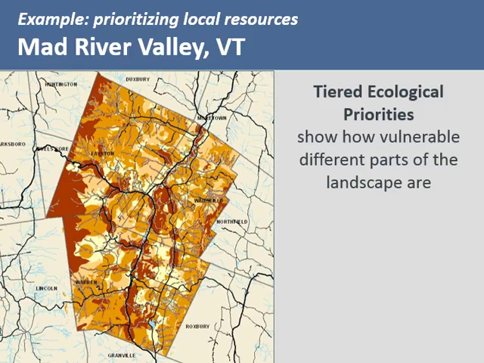I'd like to share an example that illustrates this idea of prioritizing using different scales, and this brings us to the Mad River Valley. Now, this project took place in 3 towns, Fayston, Waitsfield, and Warren, and this is an area that has abundant forest. It includes pieces of the Green Mountain National Forest and Camel's Hump State Forest. And this was part of a grant-funded project where the 3 towns received technical assistance to prioritize their local resources.